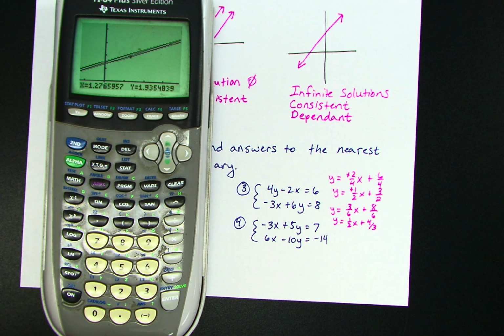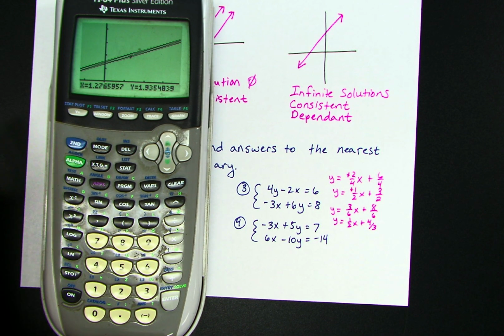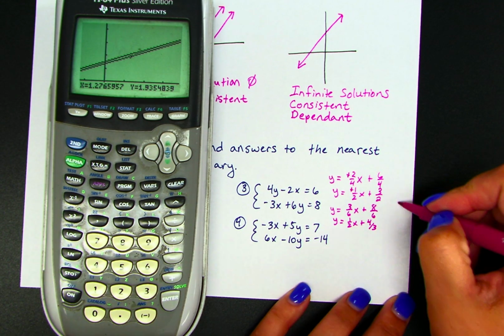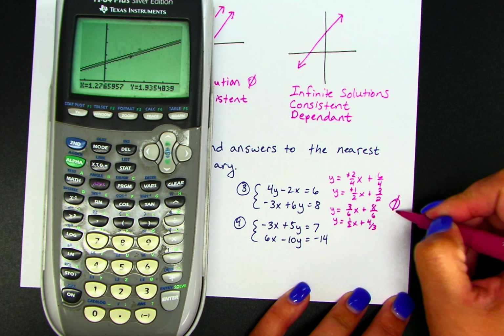Okay, so the reason why I did that is I wanted to make sure that I had 2 separate lines instead of it graphing on itself. So there is definitely a space in there. So these lines are parallel to each other. So my answer to this one would be no solution.